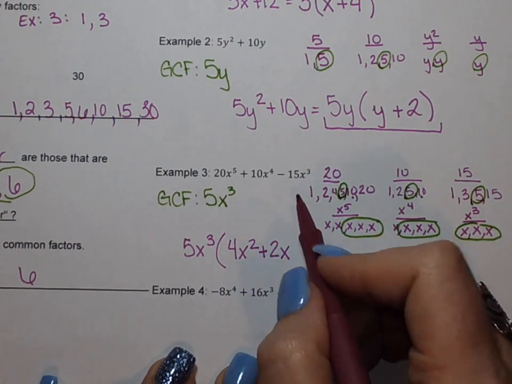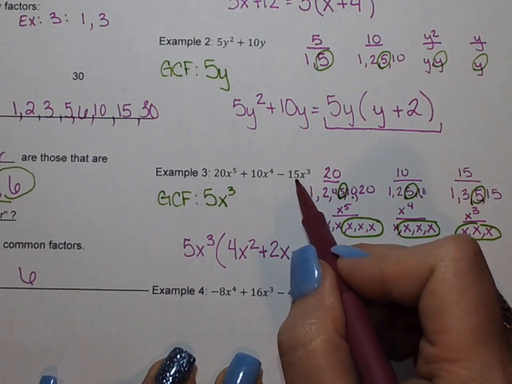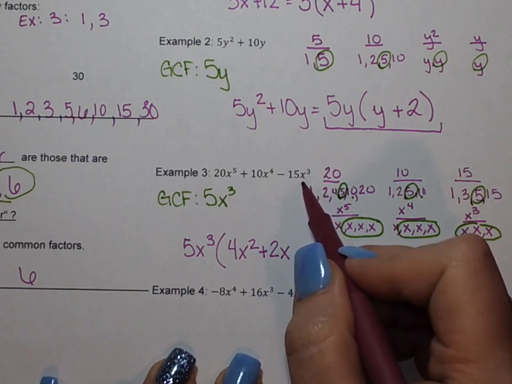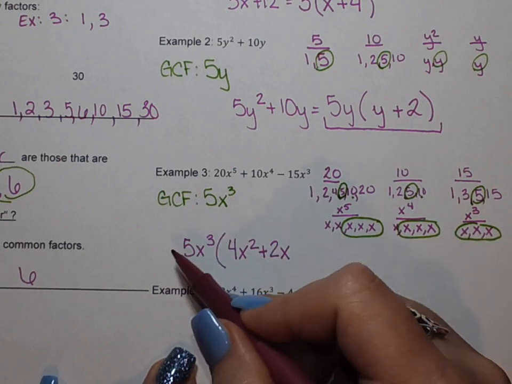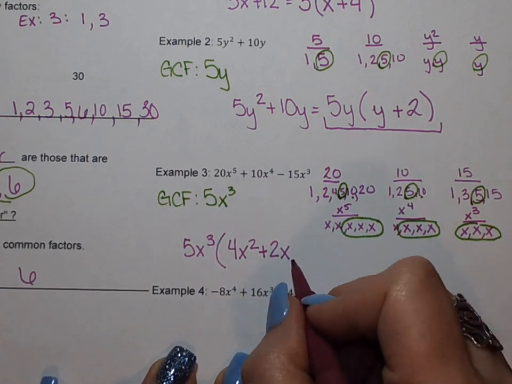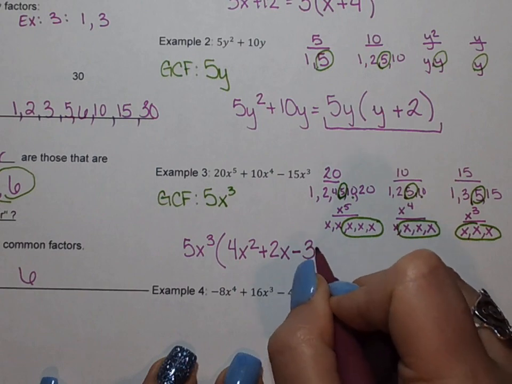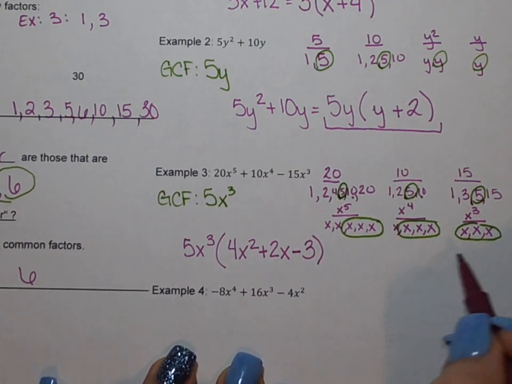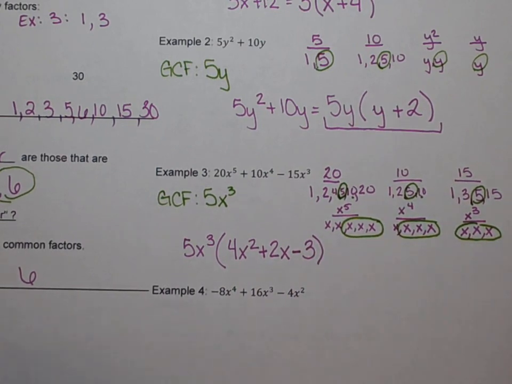And then lastly, I've got this last term, negative 15x cubed. So what do I multiply this 5x cubed by to get to negative 15x cubed? Just simply a negative 3. I had no x's left over, so there's no x on that term. And that is how we would factor out a trinomial.